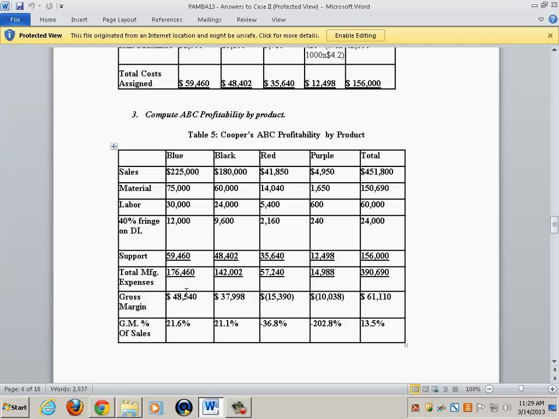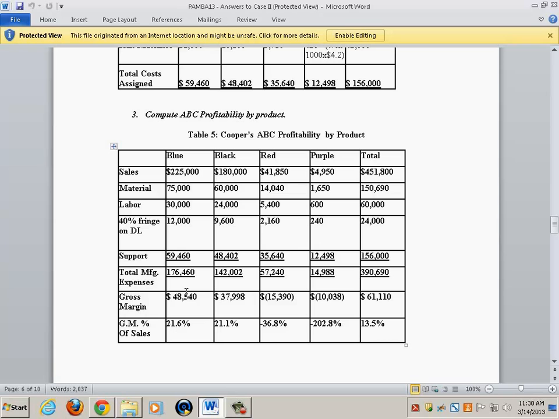Now you can compare activity-based costing with table number 1 that was based on traditional costing of the indirect costs. And what you find is that there are dramatic differences in the gross margin and in the percentage profitability.